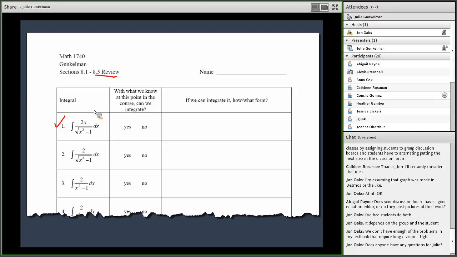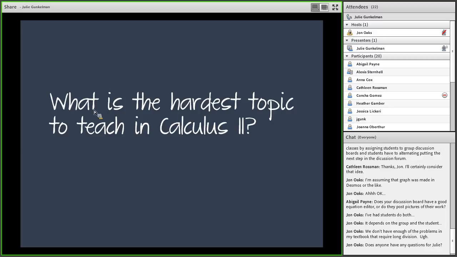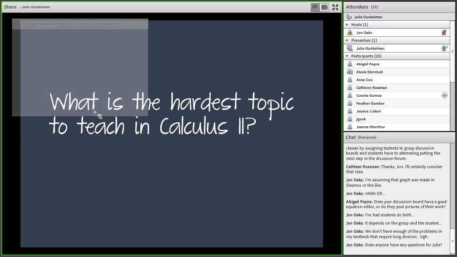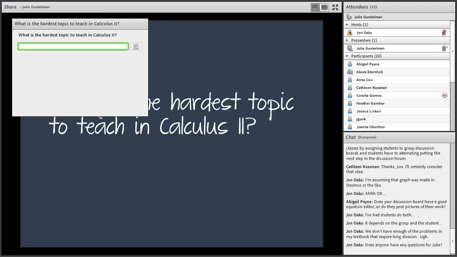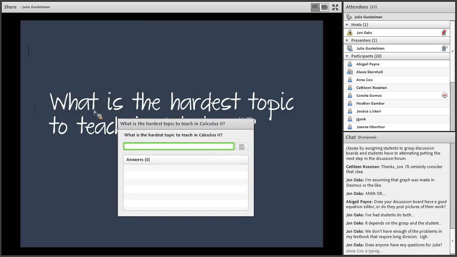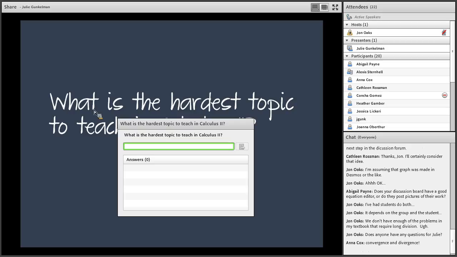Okay, I have a question for you, and hopefully it will help me segue into my next area, which is the motivate section. What is the hardest topic to teach in Calc 2? The hardest topic to teach in Calc 2, and I'm hoping that you guys have some good answers for me.